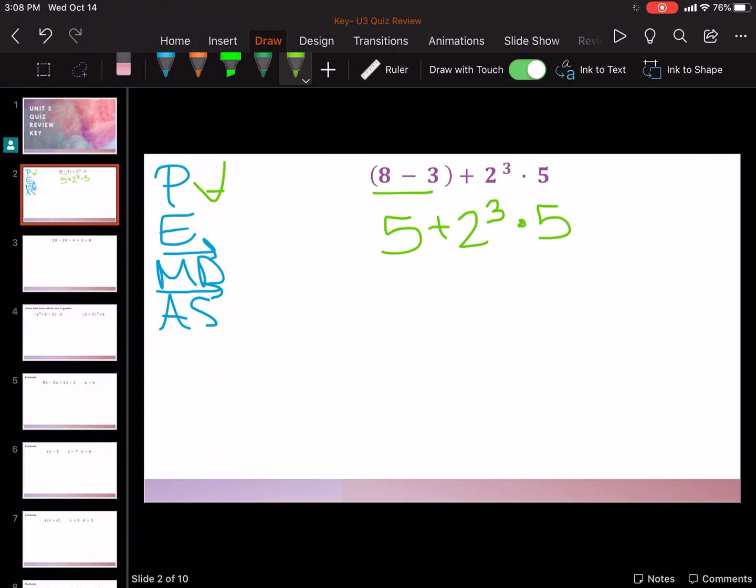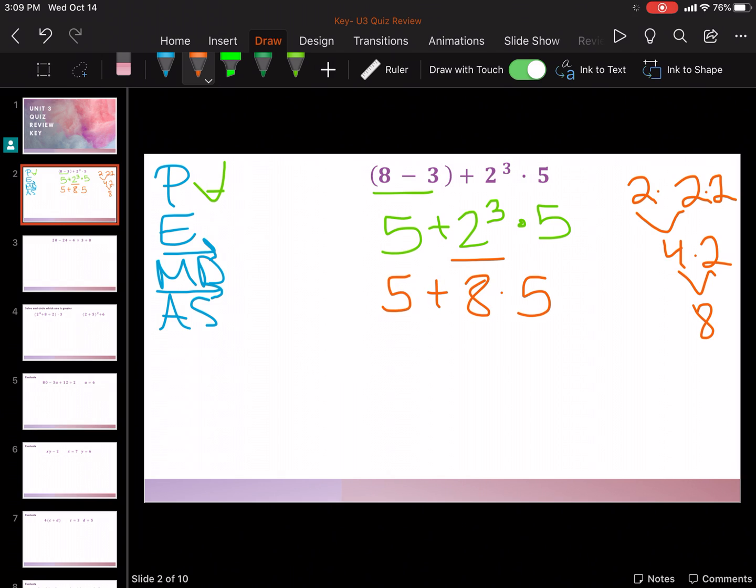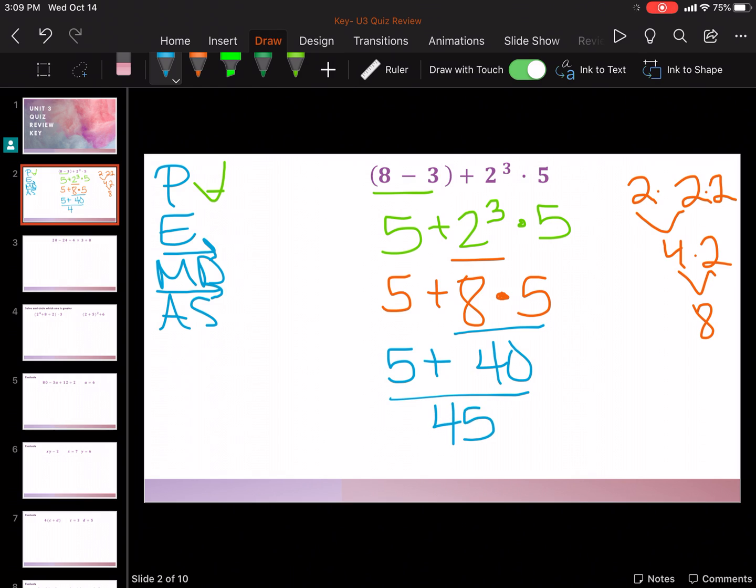Okay, next is going to be exponent. So that's going to be 2 times 2 times 2. 2 times 2 is 4, times 2 is 8. Bring everything down. Okay, so this is where a lot of people got tripped up today. Remember that the dot here means multiply. So you need to multiply first before you add and subtract. So 8 times 5 is 40. Bring the 5 down. And our answer is 45.